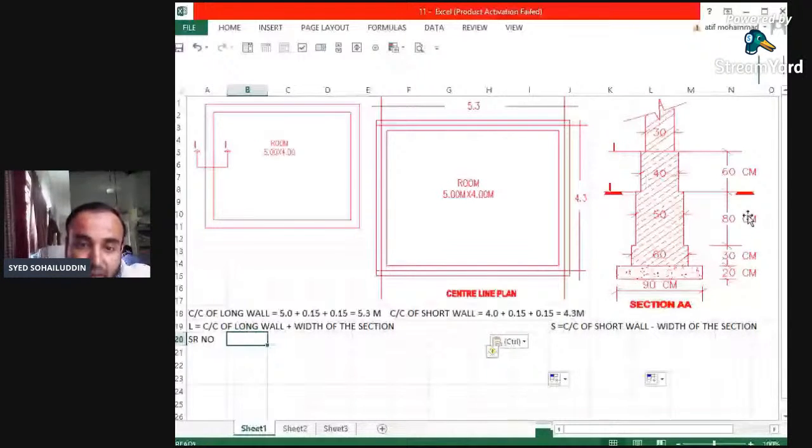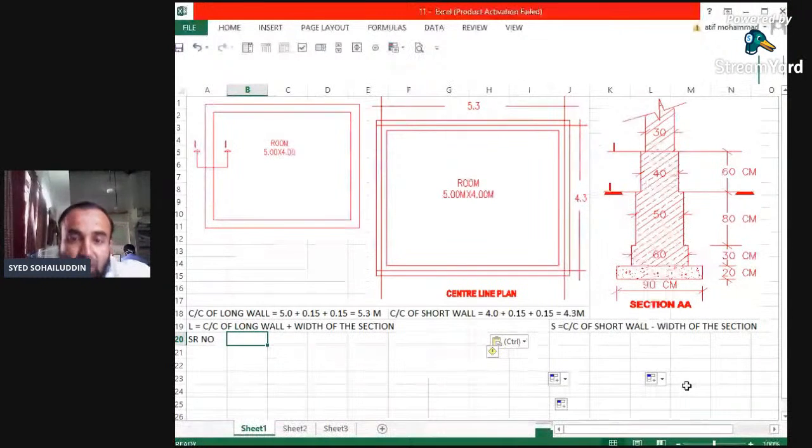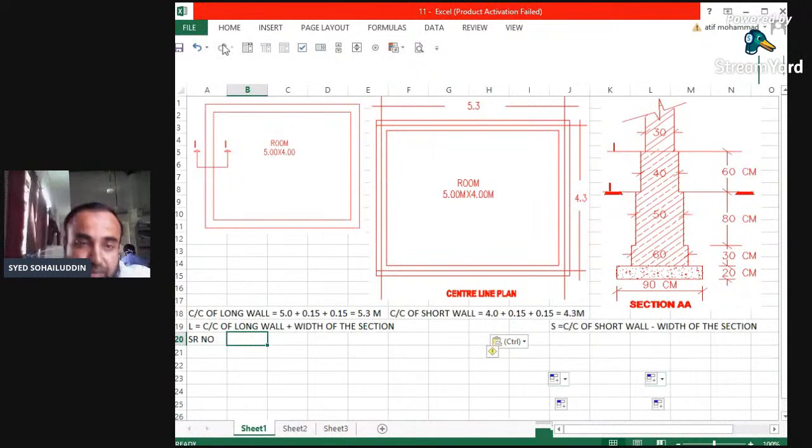So here we have to take the height or depth of excavation as 1.3 meters. This 1.3 meters is very important. The height of excavation is very important, so we have taken it from the ground level. This will be measured in cubic meters. So it is 14.508, that is the quantity of excavation along the long wall.